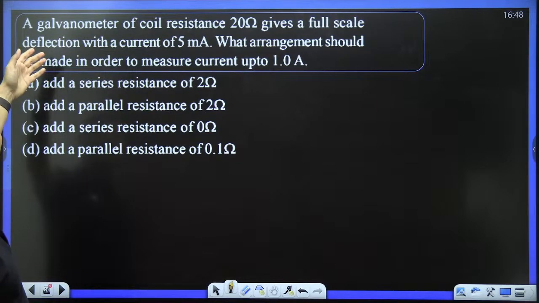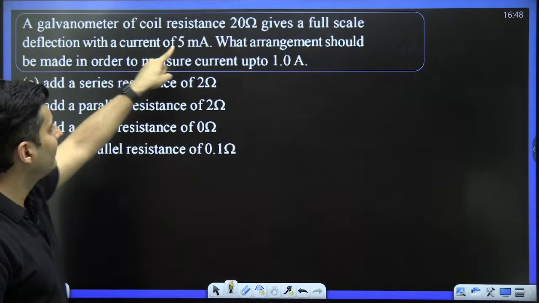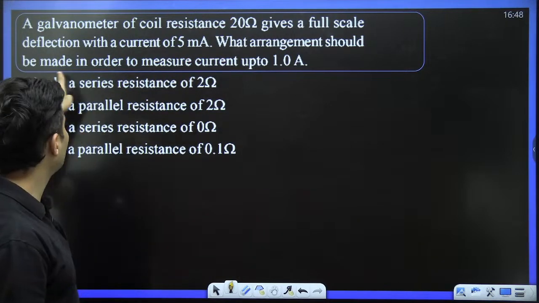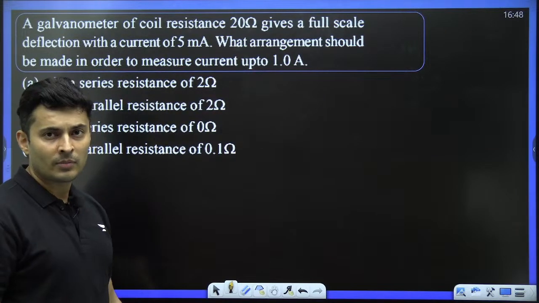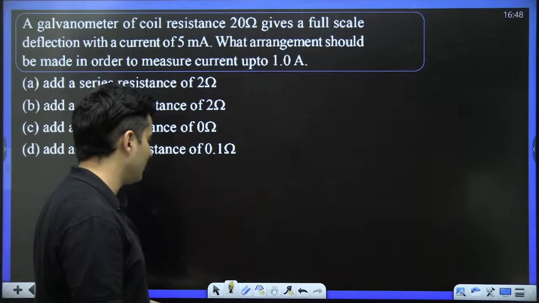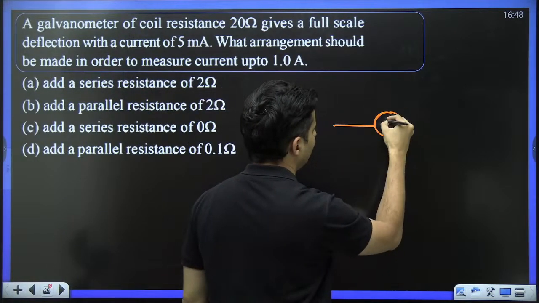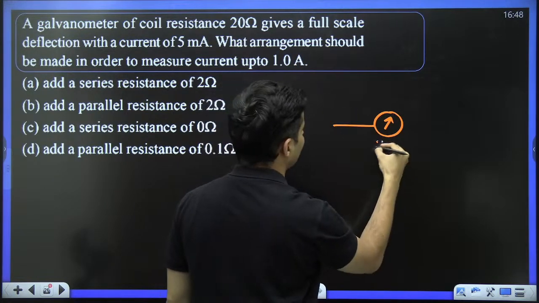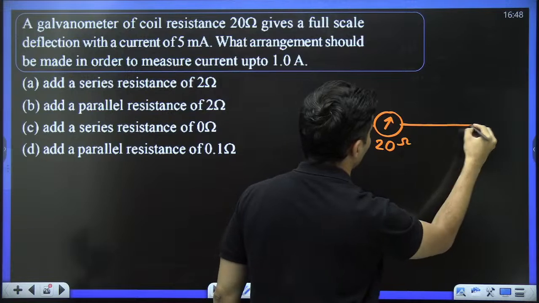This is a numerical based question. The galvanometer's resistance is given. Full scale deflection current is given. The question is, how do you convert it into an ammeter of 1 ampere? Let's understand the diagram first. Imagine this is your galvanometer. It has a resistance of basically 20 ohms.